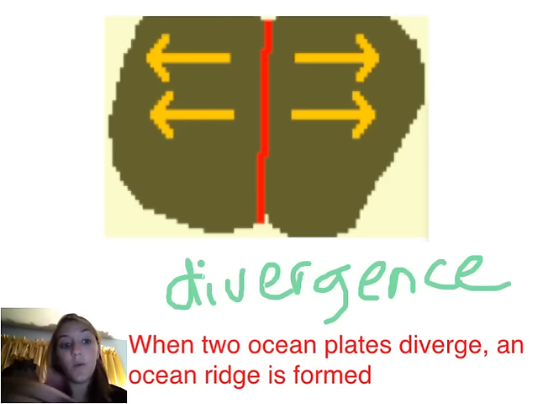So for example, when two ocean plates diverge from one another or move apart, an ocean ridge is formed. The magma comes up between the space created by the plates, and it hardens when it touches the colder water, and it creates a bump in the ocean floor called an ocean ridge. And the further the plates go, the more magma comes up, and the bigger the ridge becomes.